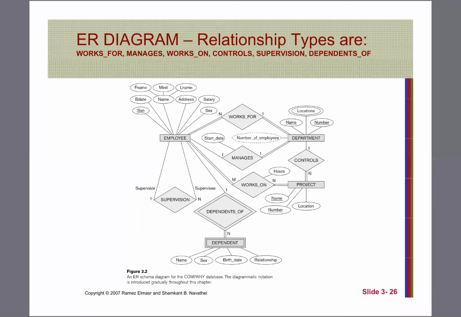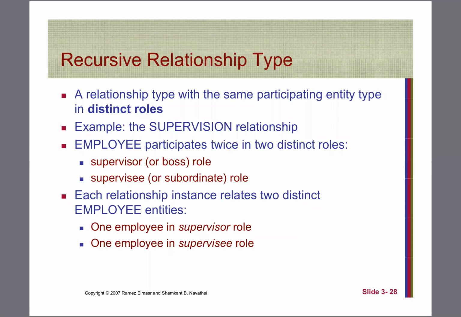If you observe here, they have given the example: supervisor, who is in the boss role, and supervisee, who is in a subordinate role. Both roles are played by employees of the same entity set. Okay. So this is about the recursive relationship type.